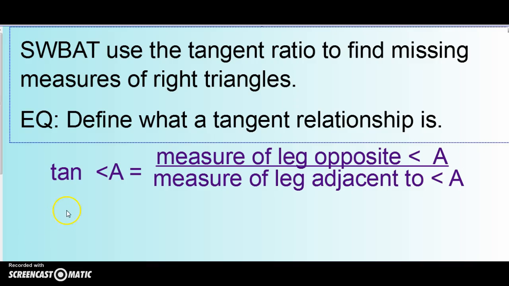Here's the formula. It says the tangent of angle A, so this is our angle symbol for A, can be found by making a ratio of the measure of the leg opposite from A over the measure of the leg next to angle A.